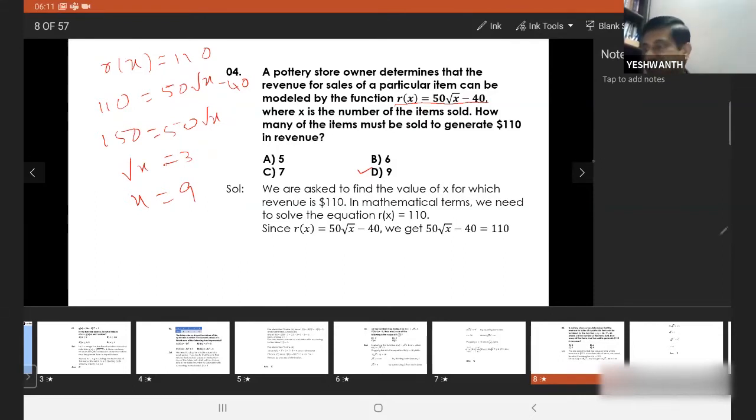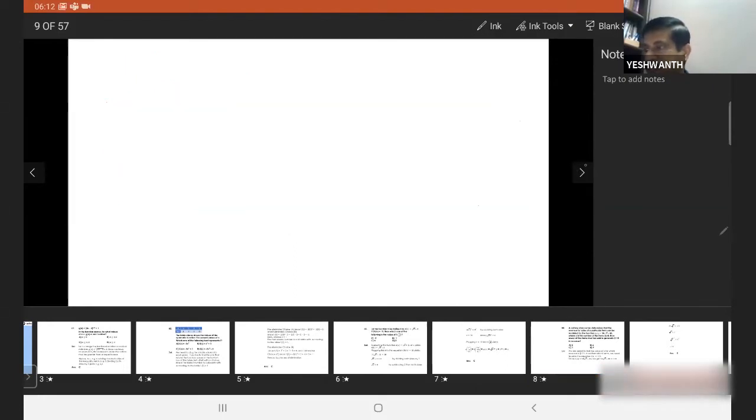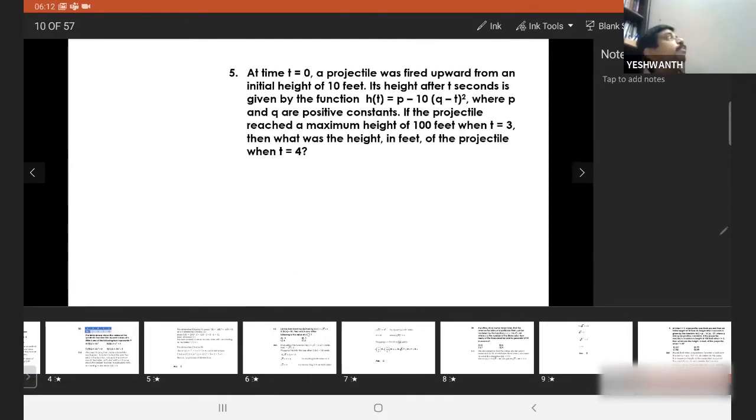Okay. So let's go to the next question. Look at this. At the time t equal to 0, a projectile was fired upwards from an initial height of 10 feet. So if this is the ground, from a height of 10 feet it is thrown vertically upwards.